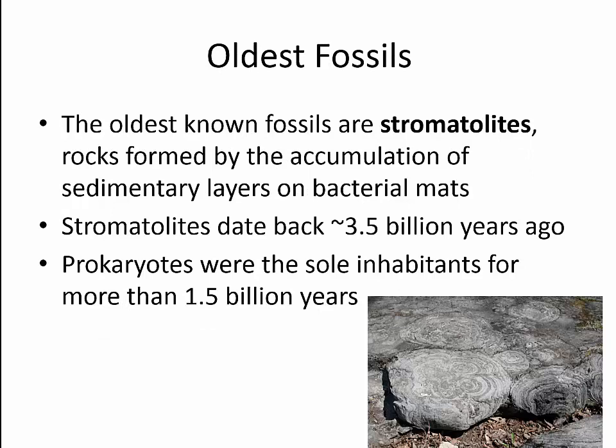The oldest known fossils are called stromatolites. These are rocks, and they're formed by the accumulation of sedimentary layers on bacterial mats. The stromatolites date back to about 3.5 billion years ago, and you can see them off the coast of California. Prokaryotes were the sole inhabitants for more than 1.5 billion years. So they ruled the world. There was nobody else around but them.